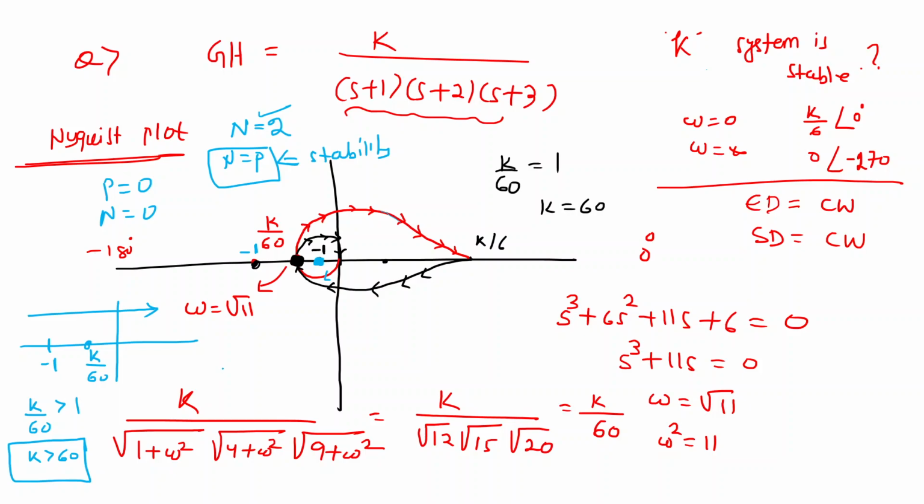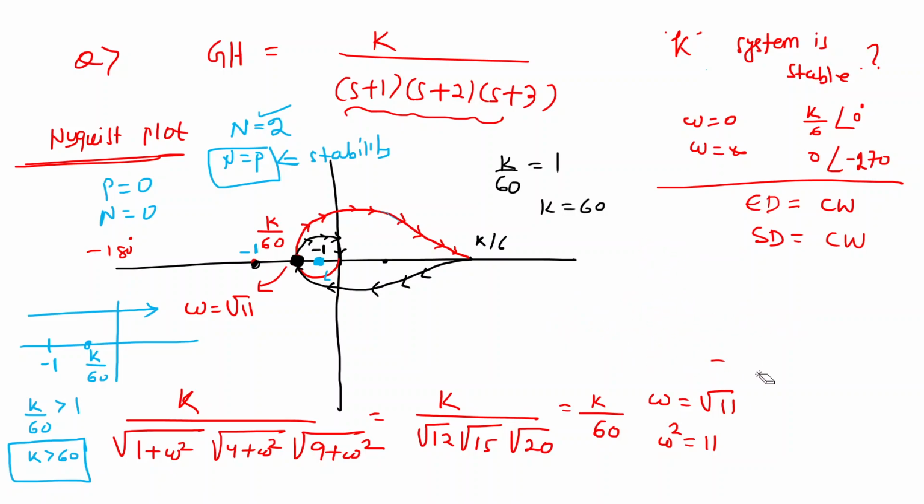Sir, please explain after this Nyquist plot. After the Nyquist plot, I could not understand, after that W is equal to root 11 also, and the K value, K by 60. After that, you are not able to understand? Yes, clarification is required.